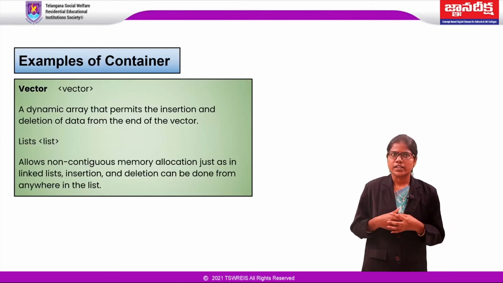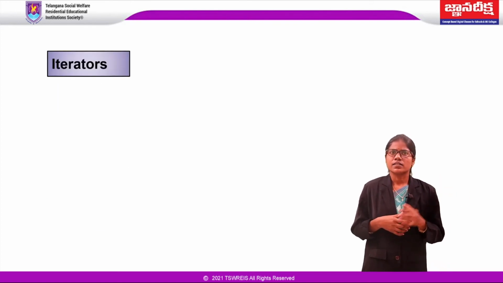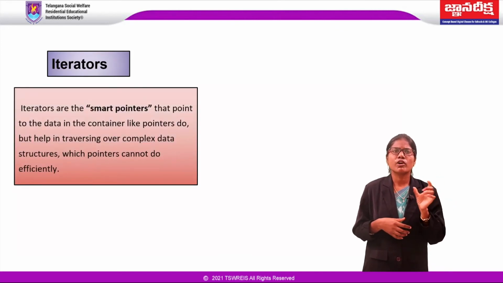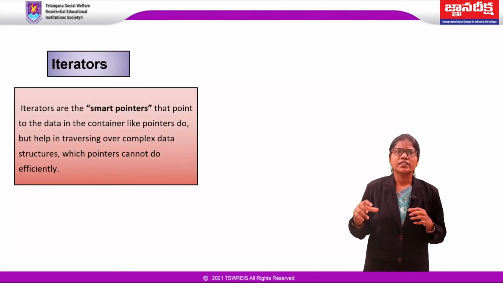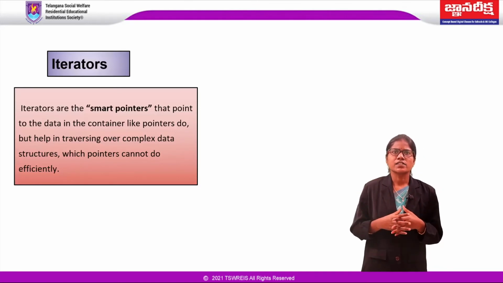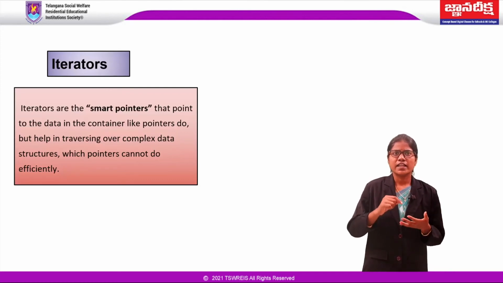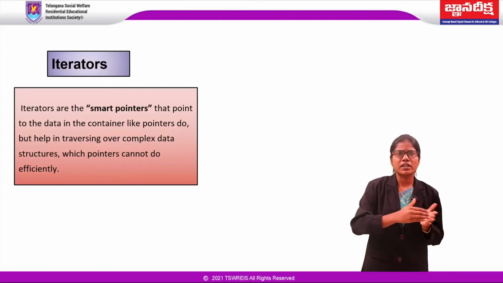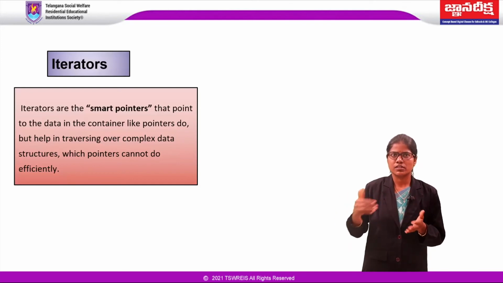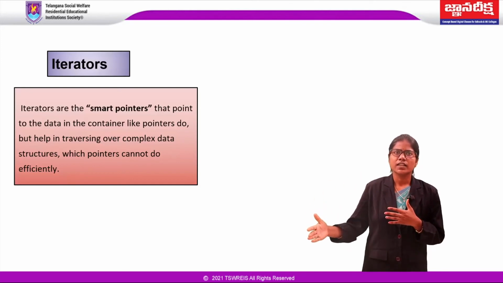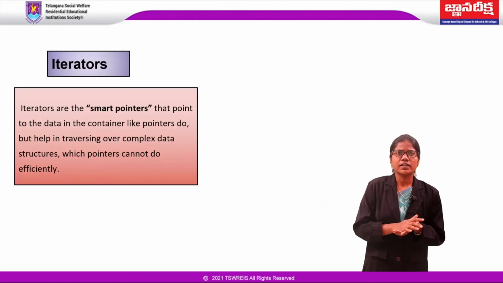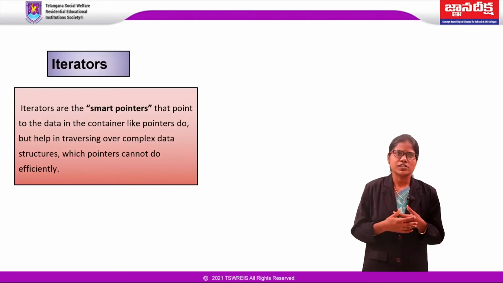Now we'll see about iterators. So iterators are smart pointers that point to the data in the container like pointers do. But they help in traversing over complex data structures, which pointers cannot do efficiently. It's similar to a blinking text cursor in an editor. While typing, it initially appears at the start, and when we type, it automatically shifts itself to the end of the content. But we can take that cursor to any of the text area.